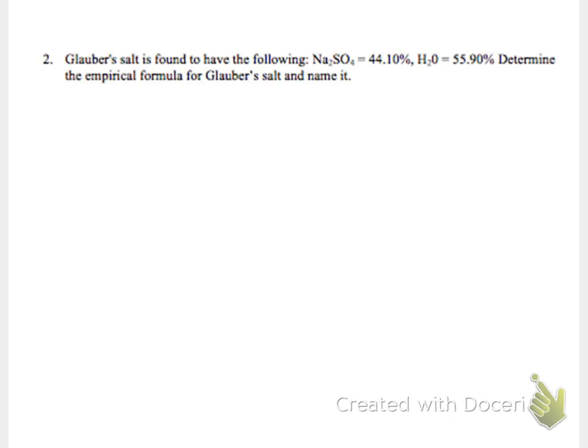Okay, work through the next one. It's called Glauber's salt, and it has the following formula. It's sodium sulfate, 44%, and then 55% water. So figure out the formula, how many waters are there for each compound, and then we're going to name it with the number of hydrates.